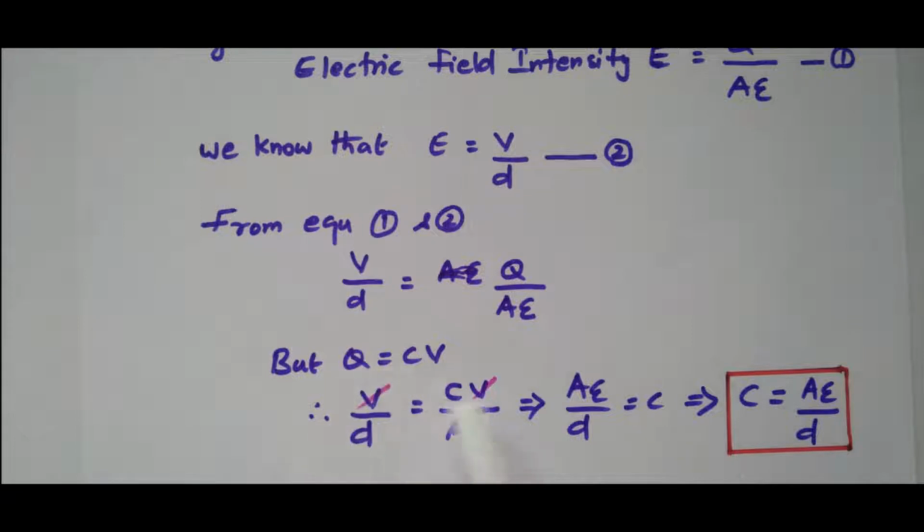So this V got cancelled. Bring this term to the numerator. So A epsilon by D equal to C. That can be written as C equal to A epsilon by D. That is a very general formula. C equal to A epsilon by D.